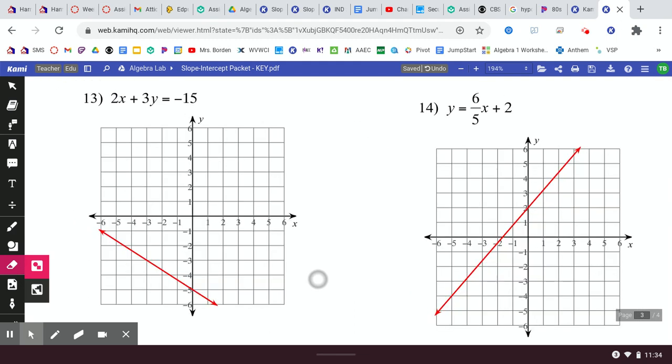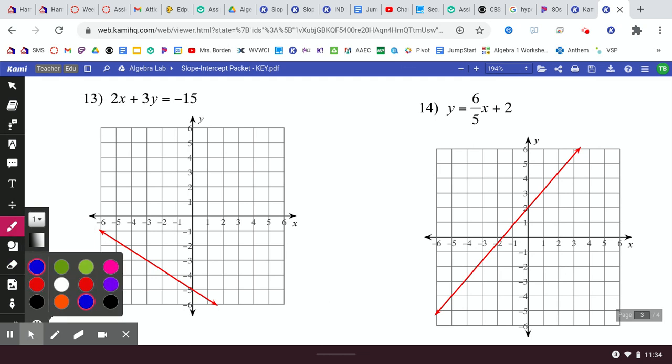For number 13, you got to do a little bit of work. You got to move things around. You got to get y by itself. And then your b should be -5, and your slope should be -2/3. And then number 14 is already in y equals mx plus b. These are the nice easy ones where you just start with your beginning b, and then you use your m to move.